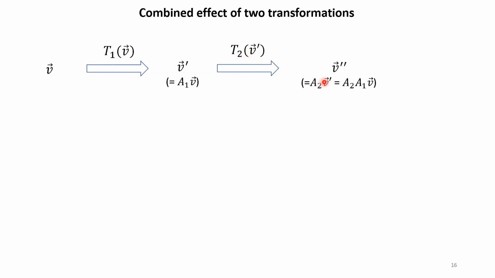And this A2 v prime is equal to A2 times this one, so A2 times A1 times this v. That means if I have two transformations, one followed by the other, then that is the same as multiplying the product of the two matrices to my vector v.